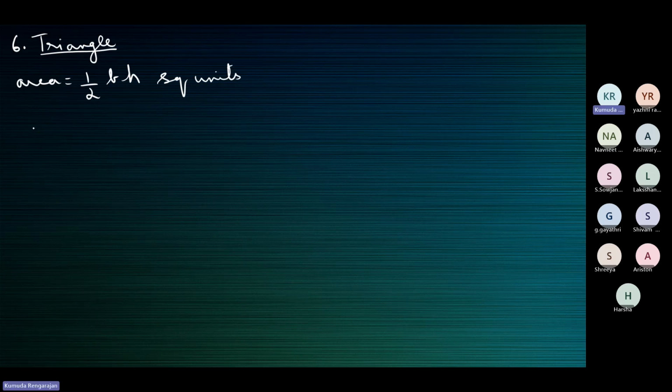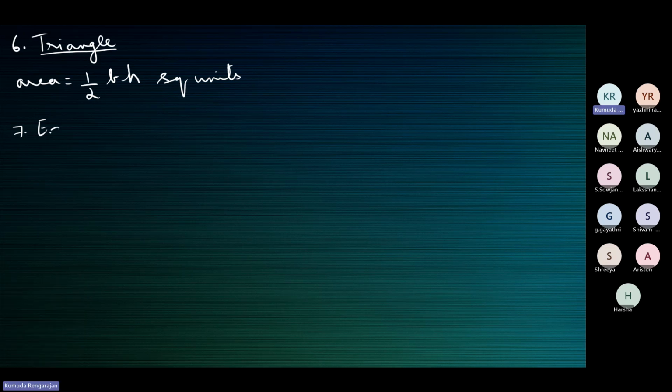If it's an equilateral triangle, if it's any triangle, perimeter is just the sum of the three sides. Perimeter of the triangle is the sum of the three sides. So supposing 7, 8, and 10, 7 plus 8 plus 10 is the perimeter of the triangle.